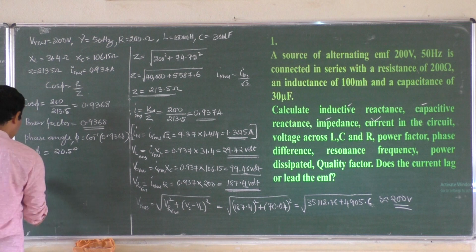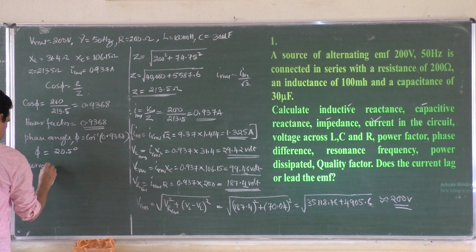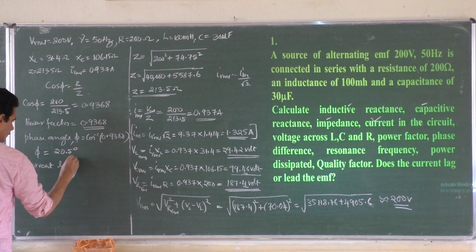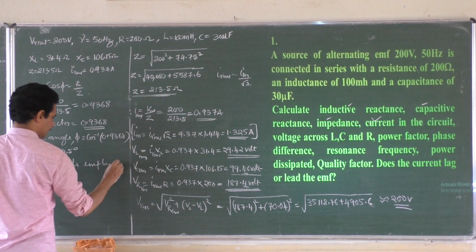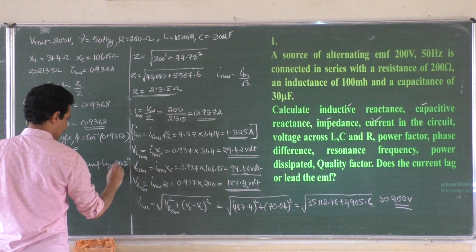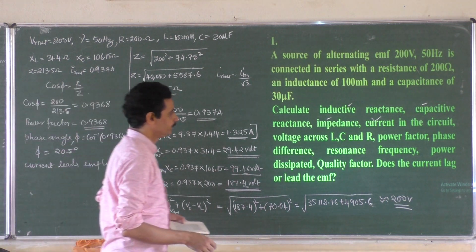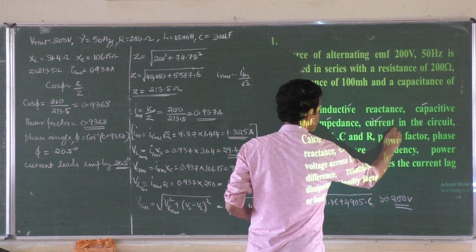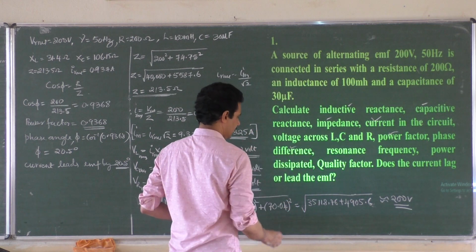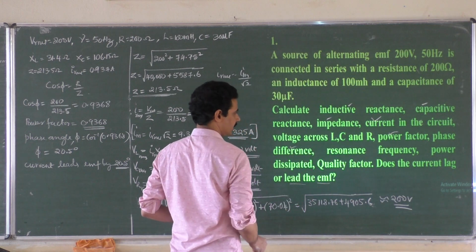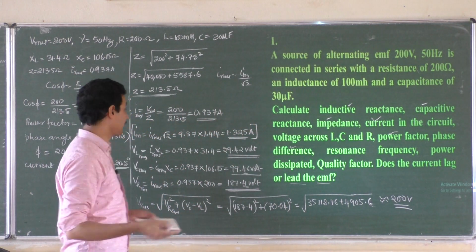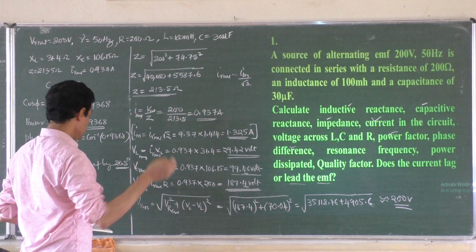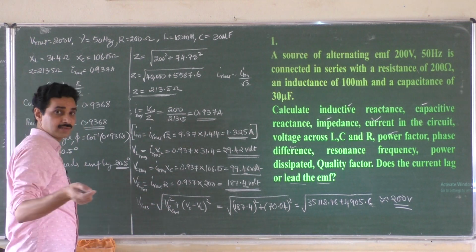So which is leading? Current leads EMF by 20.5 degrees. Okay, that is over. So what is the power factor? What is the phase difference? That is over. And even which will lead, that is over. Then resonant frequency, definitely resonant frequency will be greater than 50 Hz. Why? Because we are at a position which is lesser than the resonant frequency.